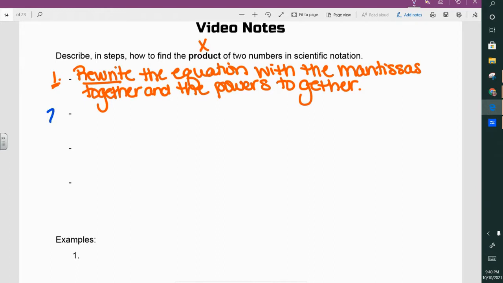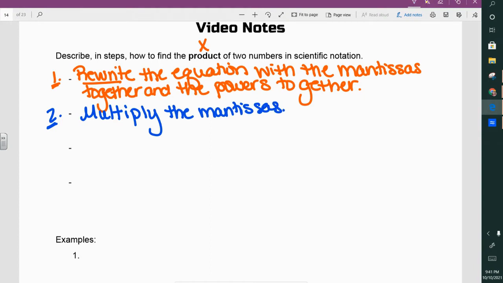So number 2, we're going to multiply the mantissas. Since this is a multiplication problem, we're going to multiply the mantissas. And step 3, we're going to add the exponents. If you remember from NS8 LT3, when you're multiplying powers, you actually add the exponents.